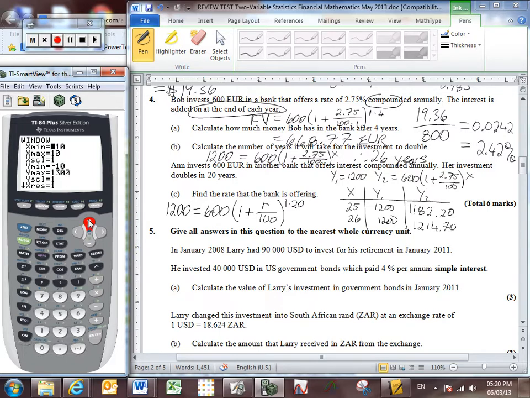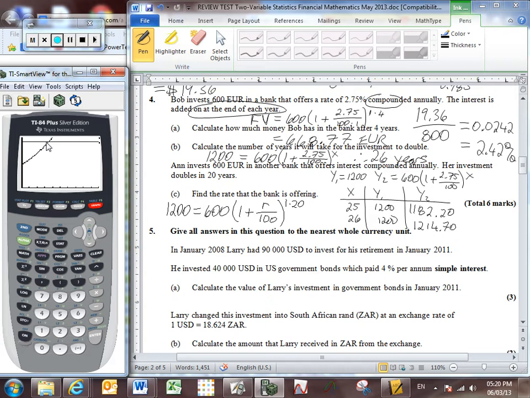Well, she's not growing her money with a negative interest rate, so let's start that at 0. And I doubt that she has a rate as good as 10%, so let's graph it with 10 being the maximum. See what we get. There's the 1200 constant function, the y1, and here's our growing function.